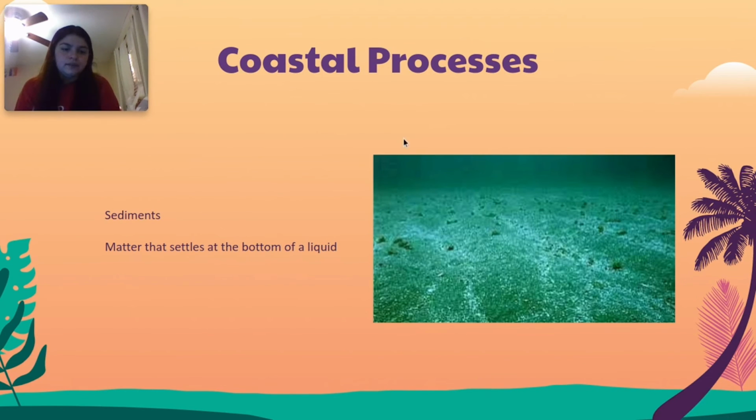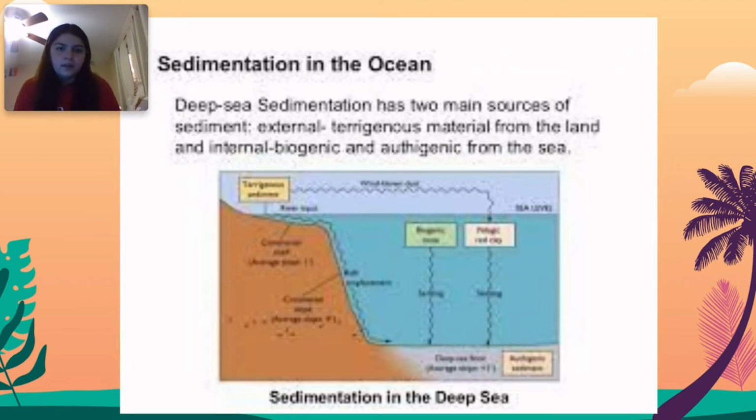And a coastal process for the tides is the sediments. It could change, like how we learn about ocean sediments. Sediment is the matter that settles at the bottom of the ocean. You can't really see this picture, but this is the sediment at the ocean, how it's formed into the deep ocean and how it affects it. These are the two main sources.